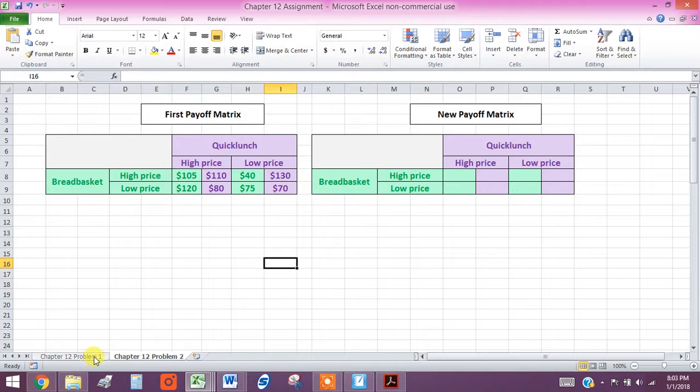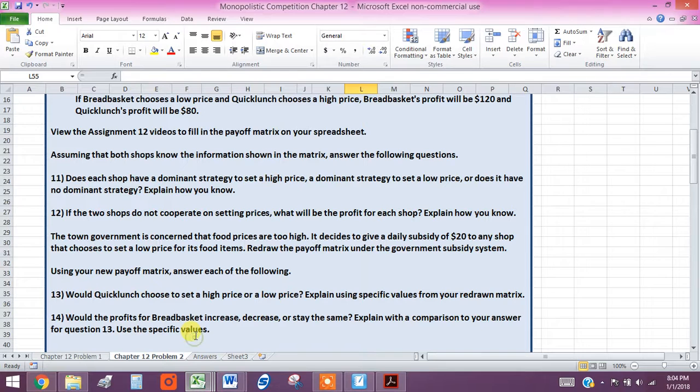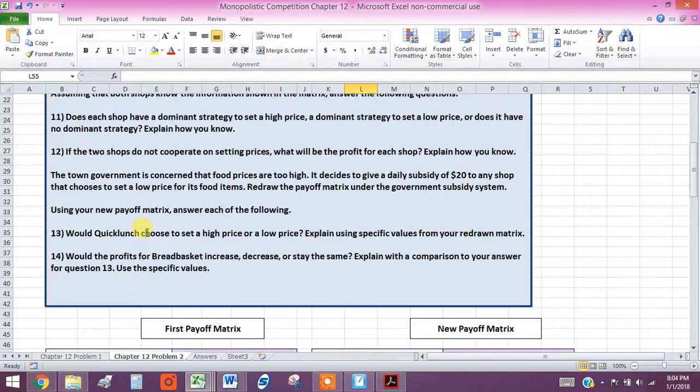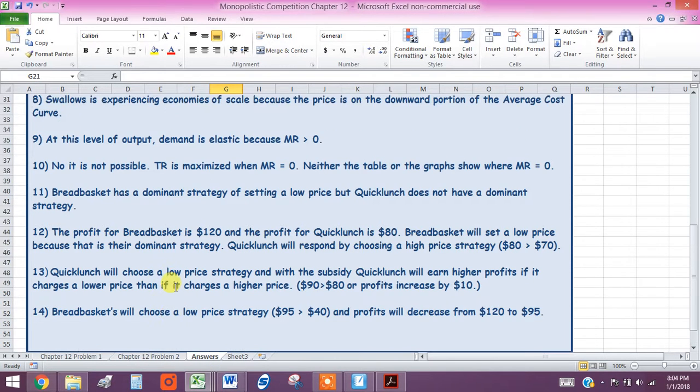So the answer is, let me make sure I get the right one here. The answer would be that Bread Basket would earn a profit of 120, and Quick Lunch 80. Bread Basket will set a low price because that's their dominant strategy, and Quick Lunch will respond by choosing a high price, just like I said, because 80 is greater than 70. Okay.